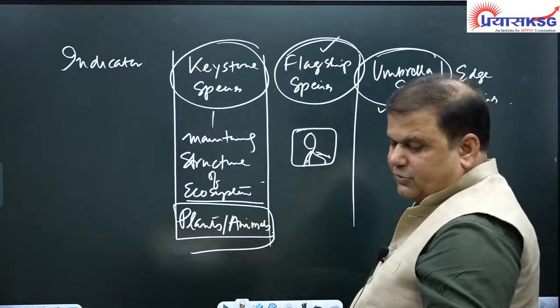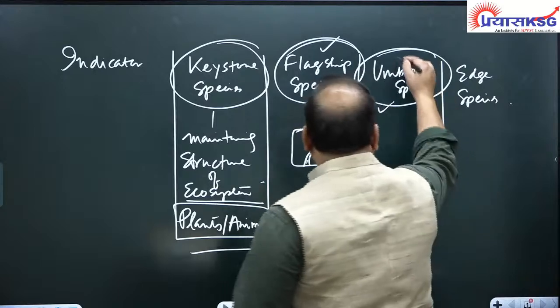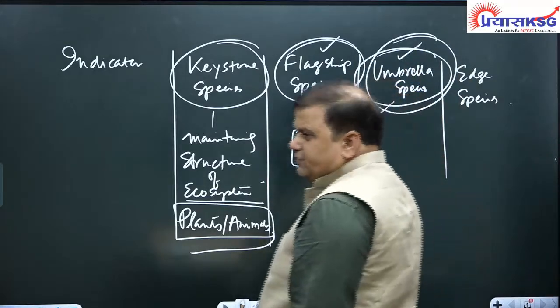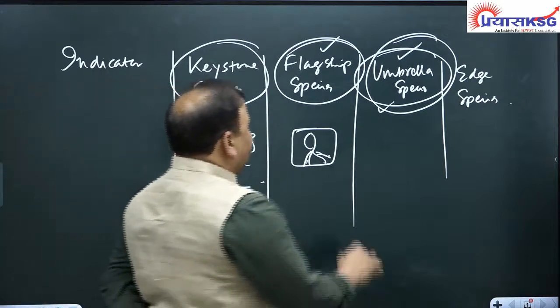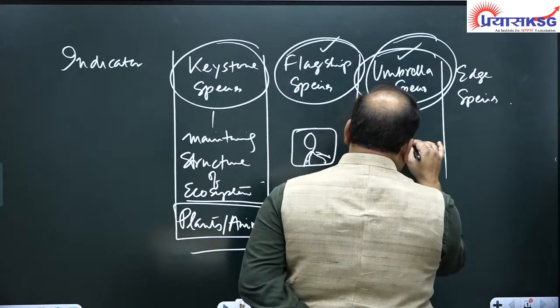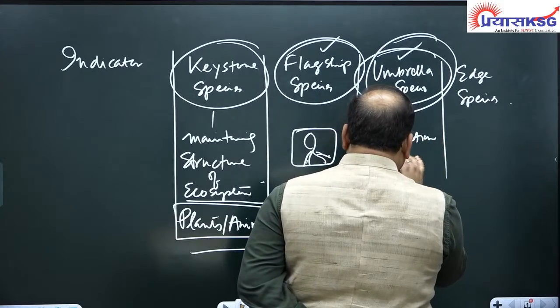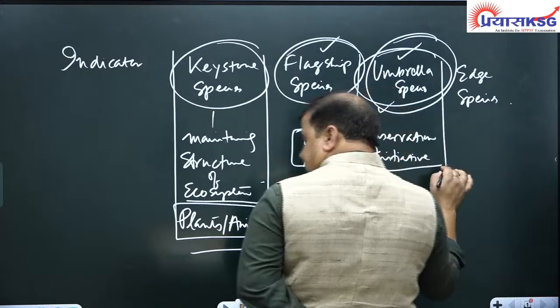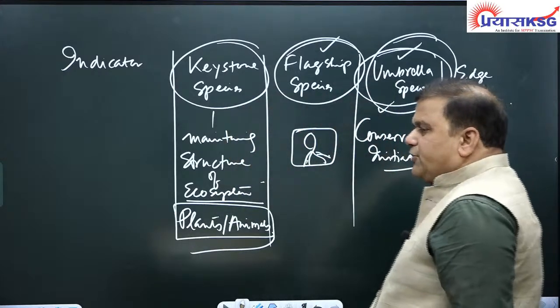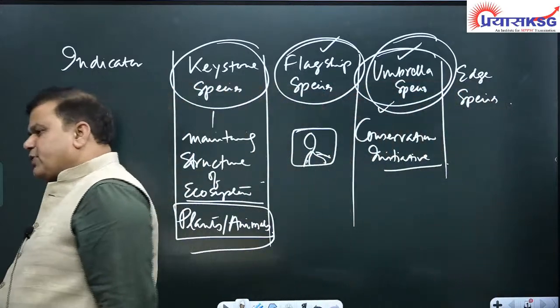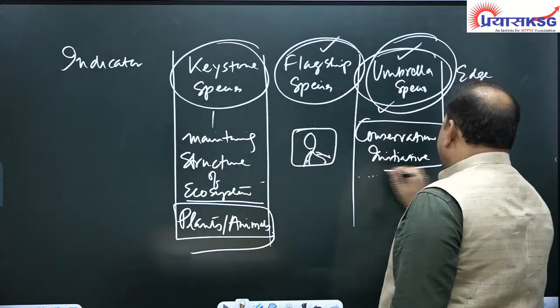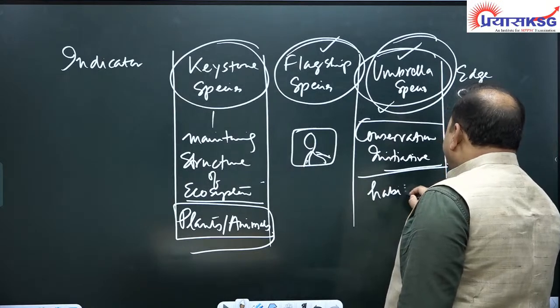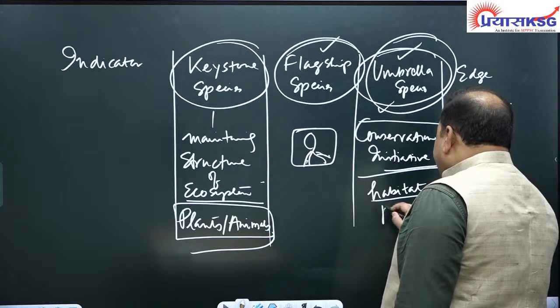Second, write down umbrella species. If conservation initiative for one species is taken, the habitat of other species also gets protected in turn.